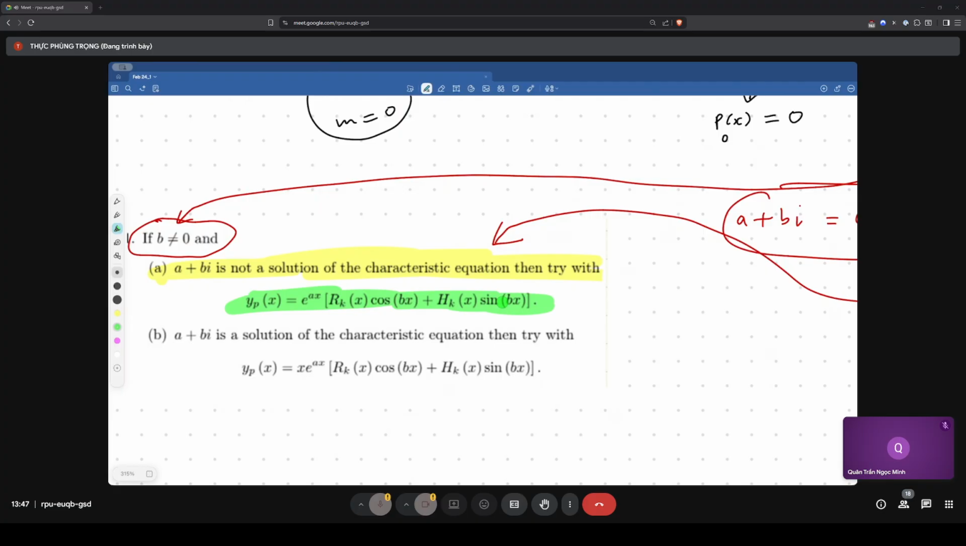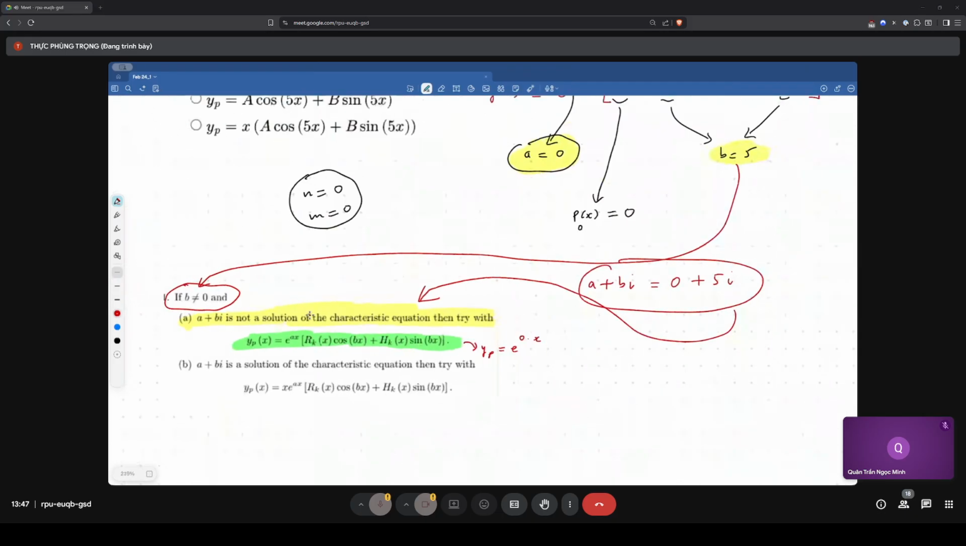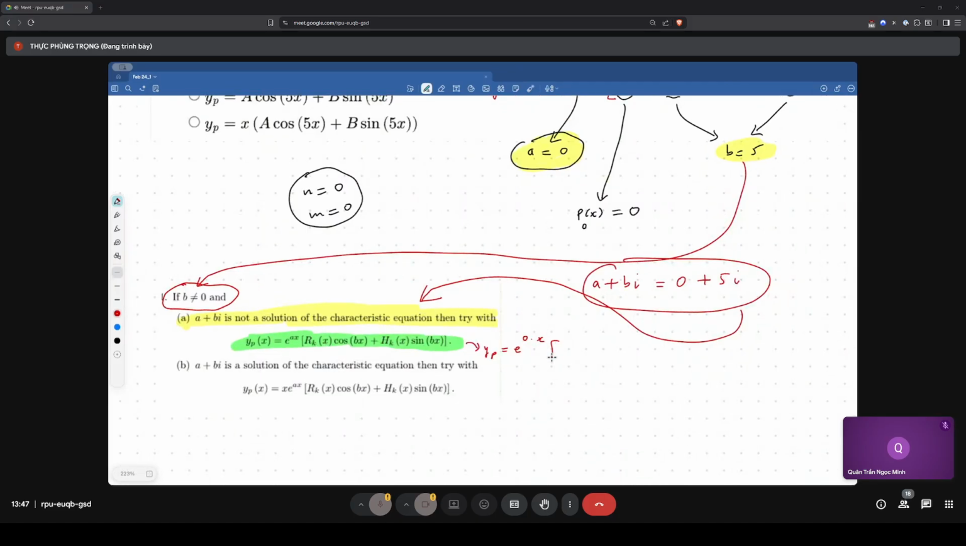Anyway, so now we look at this form and write what we have. So now you see yp is e to the power 0s because A is 0. Then R_k, now what is k? K is just the max of m and n. N is 0, M is 0, so the max of 0 and 0 is of course 0. So K is 0. So I write R_0.